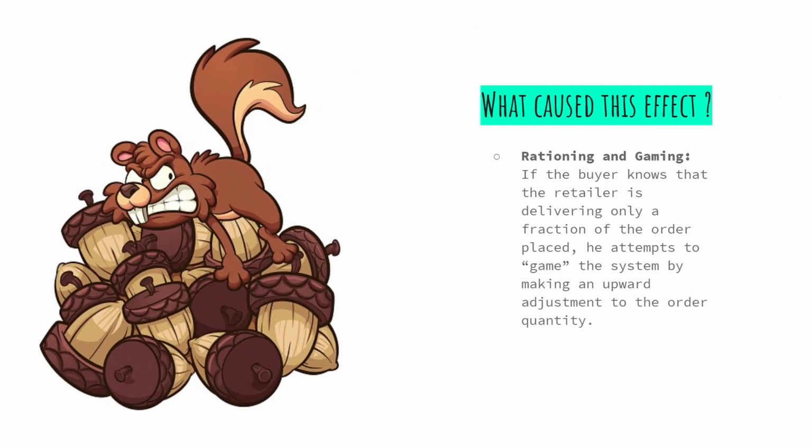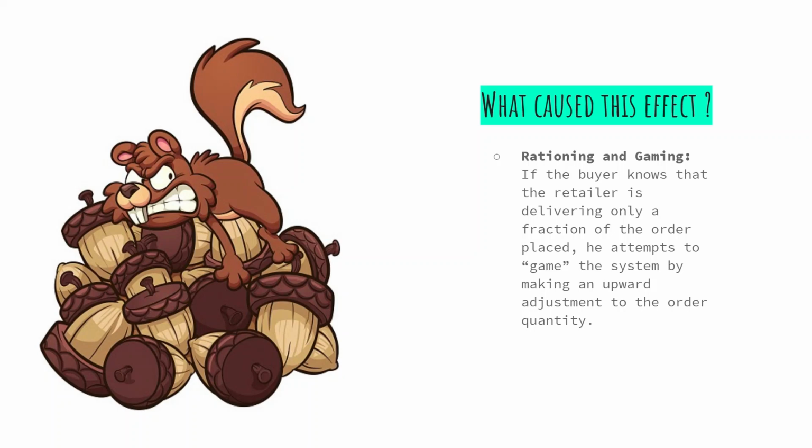The second major cause of the bullwhip effect is rationing and gaming. If the buyer knows that the retailer is delivering only a fraction of the order placed, he attempts to game the system by making an upward adjustment to the order quantity. So basically, the supermarket owner feels that whatever quantity he orders, the wholesaler will give him a little less than that, so he orders more than he needs. The same thing is done by the wholesaler, who orders more than he needs from the factory.